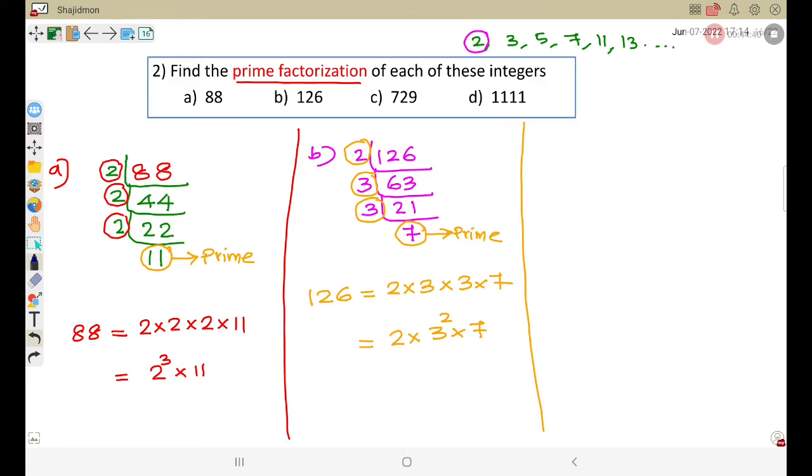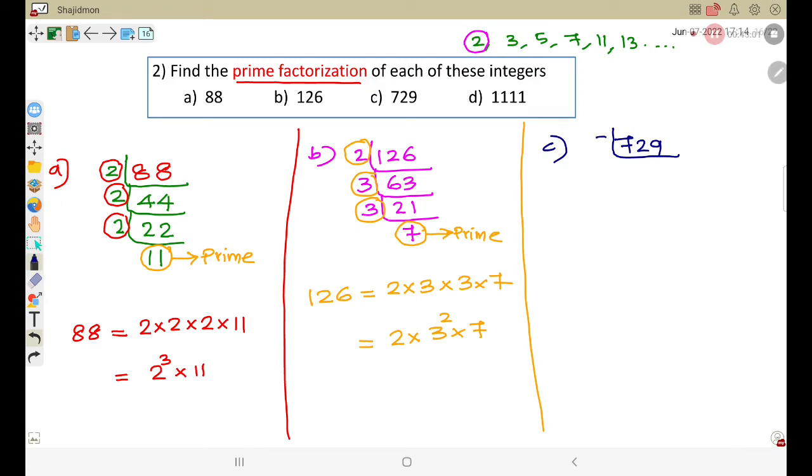Okay, this question. Now question C, one more question I can do, question C. Question D, you can try it as homework. Okay, so I am going to do 729. Okay, 729, can we divide by 2? It is not possible, correct? So just check the second number.